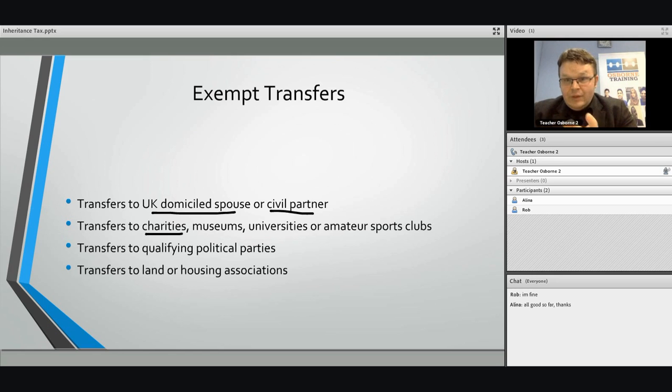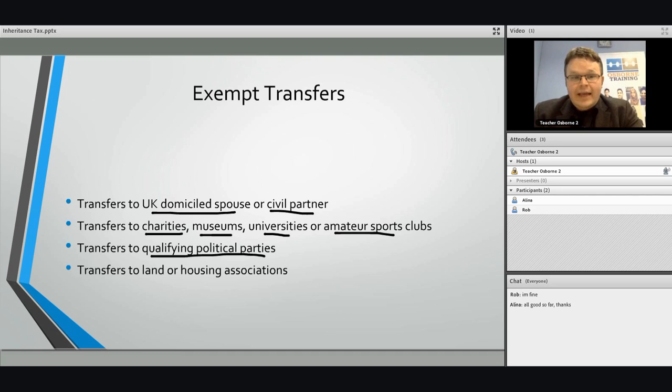Now, sometimes we give money to charities. Charities are a good way to lower your IHT liability. Some museums as well. You give money to universities or amateur sports clubs. So these are also exempt. Once again, tax is not only about getting money. Tax is also the government's way to try to get us to act a certain way. So they're trying to get us to give money to these non-for-profit organizations, and to do that, they make it exempt, to get more people to actually do it.